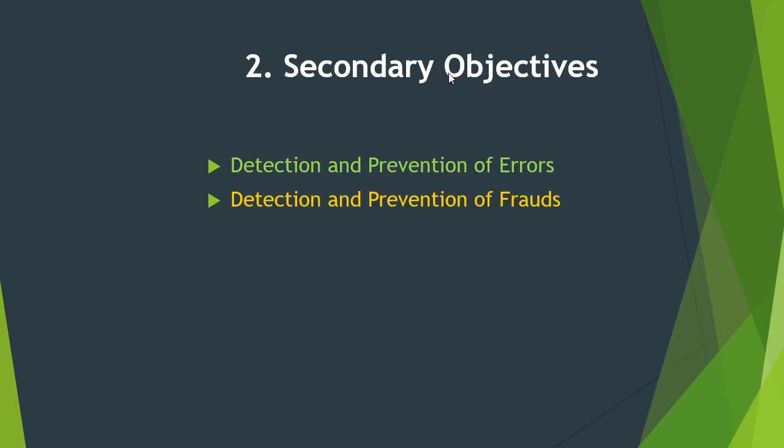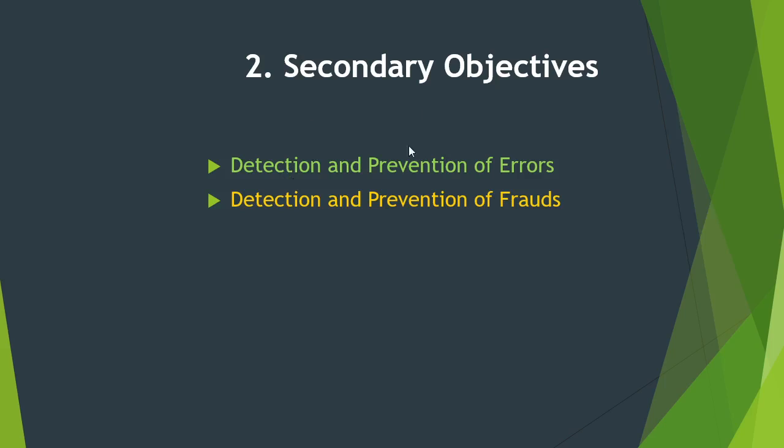And the secondary objectives. As the name indicates, it's not the primary, it's secondary. These objectives are going to support the primary objective, and they can be classified into two categories, that is detection and prevention of errors and detection and prevention of frauds. Detection means finding out after the things happen.